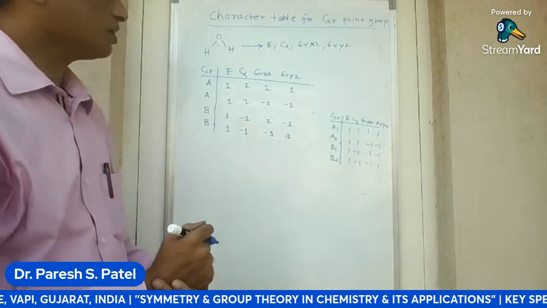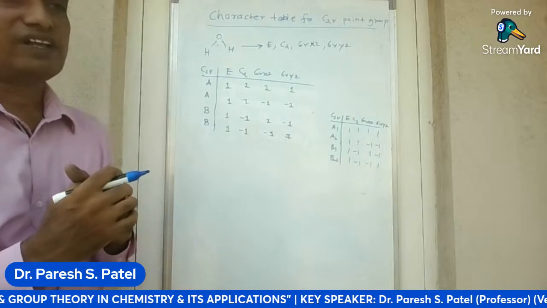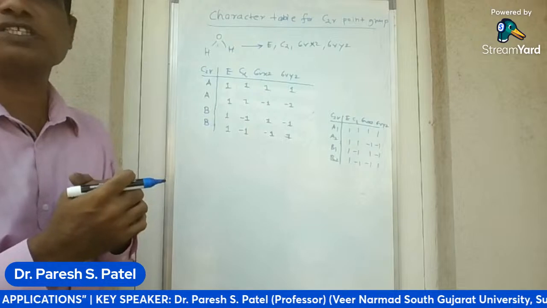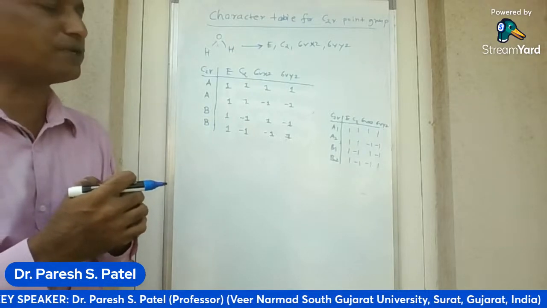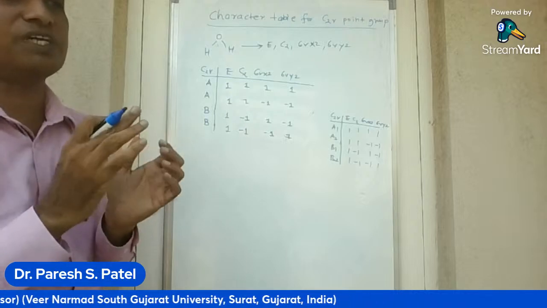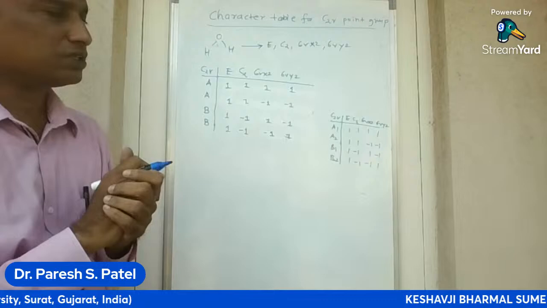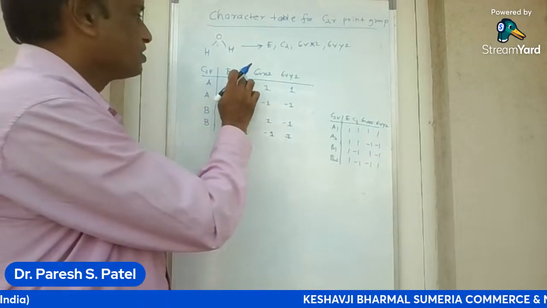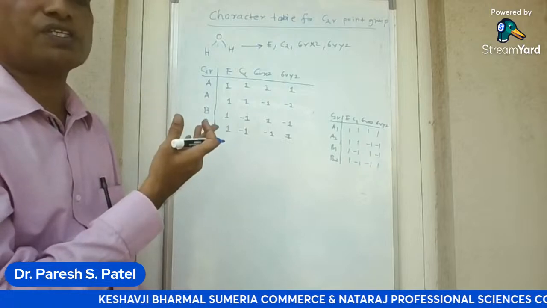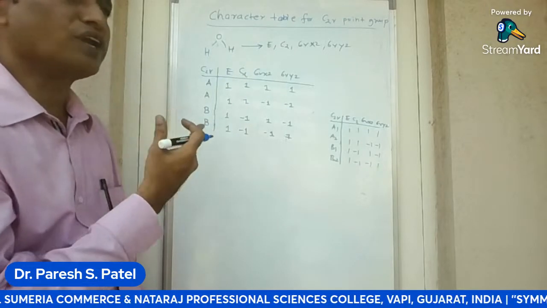Now, subscript 1 and 2. If C2 is perpendicular to the main principal axis and the character of that perpendicular C2 axis is plus 1, subscript 1 can be used. And if the character of that perpendicular C2 axis is minus 1, then subscript 2 can be used. But in the case of the water molecule, only one principal axis C2 is present. There is no perpendicular C2 axis in the water molecule. So we have to go for the next one.